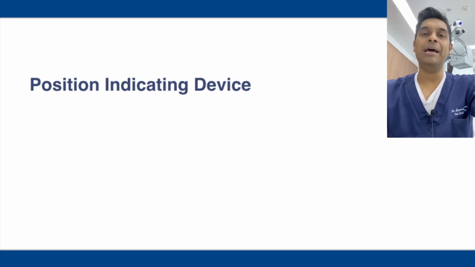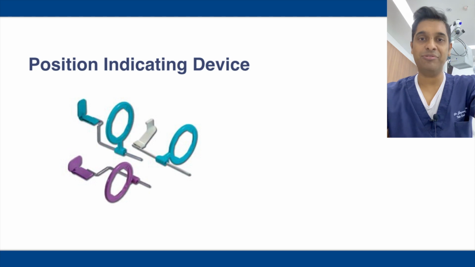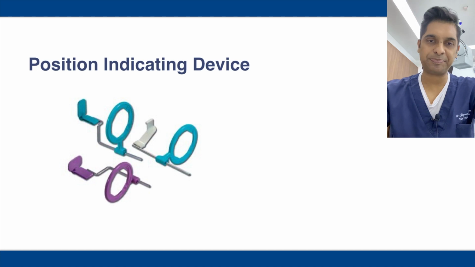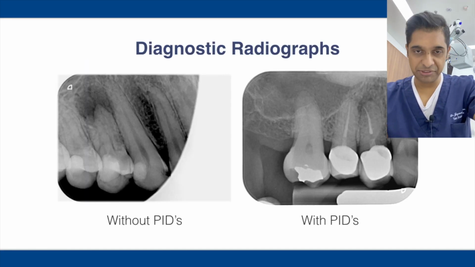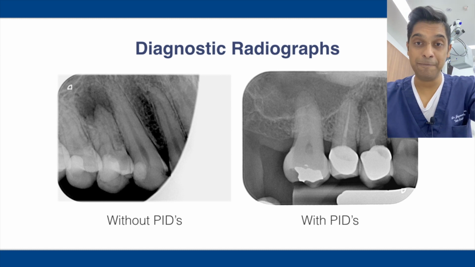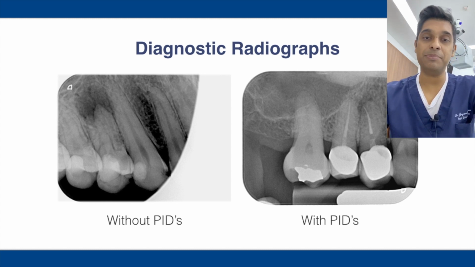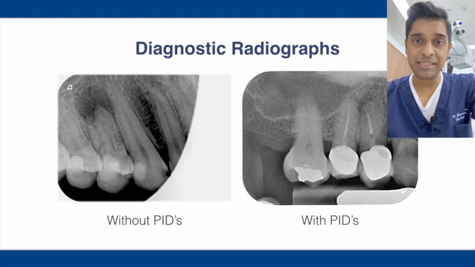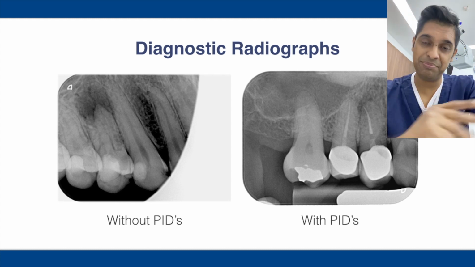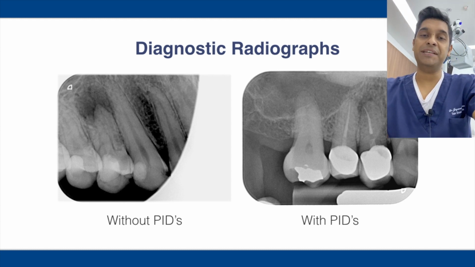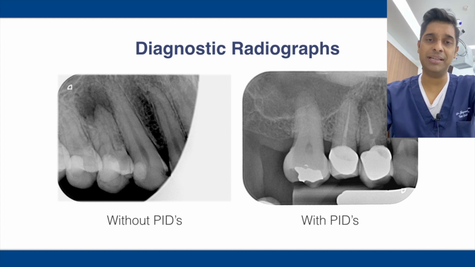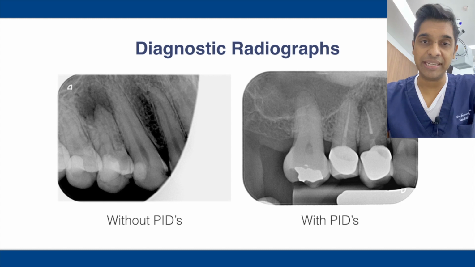So this is the position indicating device that I use for my regular periapical radiographs and my Bitewings in the clinic. You can see this picture. The one on the left shows a diagnostic x-ray without the use of a position indicating device. It clearly shows it's a little elongated, the tooth of interest is more to the side, and there is a cone cut. The one on the right side clearly shows the tooth, surrounding structures, and good angulation. This was taken using a position indicating device.